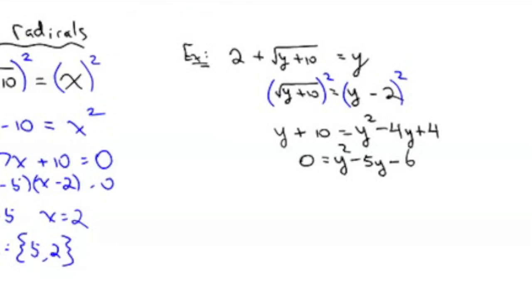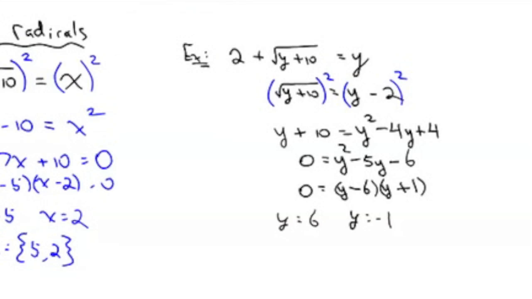And this factors rather nicely. Factors of 6 that subtract up to 5. 6 and 1. 3 and 2 don't work because they subtract up to 1. So be really careful. Factors of 6 that subtract to 5 are a 6 and a 1, and it's a negative 6 and a positive 1. Yay, that wasn't that bad. So y is equal to 6 is one possible solution, and y equals negative 1 is another possible solution. Just because the answer is negative does not mean it's not a solution, so be careful of that.